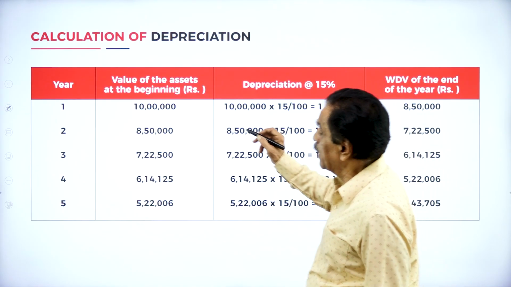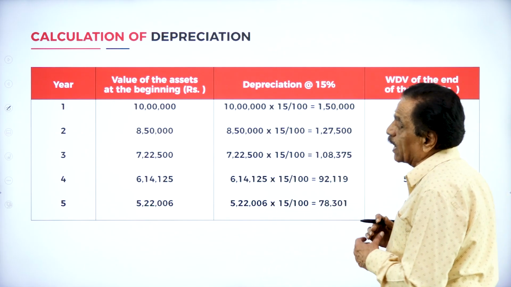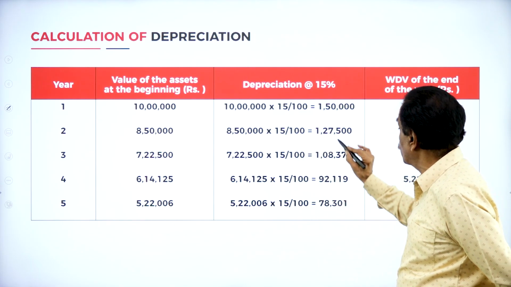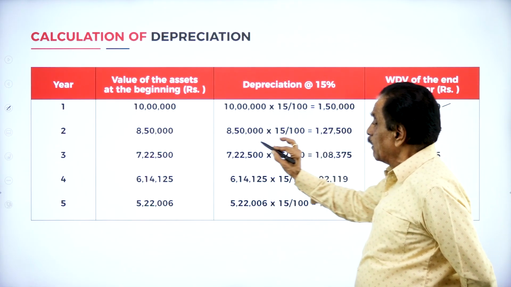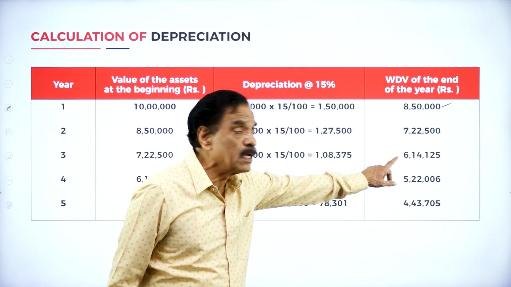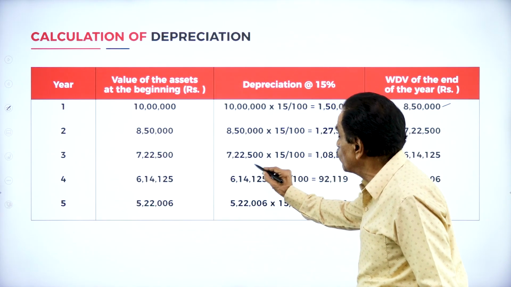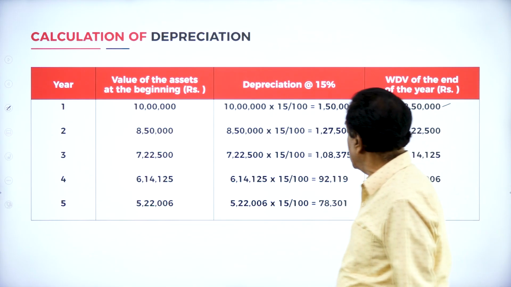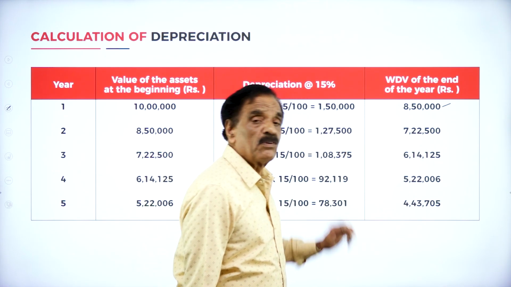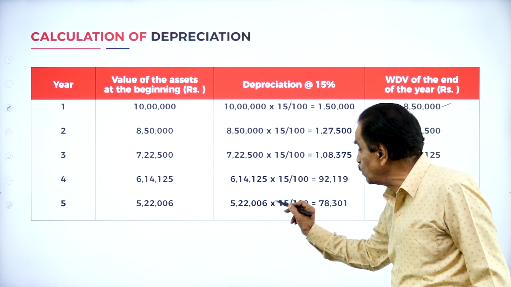We calculate the depreciation. 10 lakh, 15%, is 1 lakh 50,000. Balance is 8 lakh 50,000. On 8 lakh 50,000, 15% is 1 lakh 27,500. Out of 8 lakh 50,000, 1 lakh 27,500 gone, the balance is 7 lakh 22,500. On 7 lakh 22,500, 15% is 1 lakh 8,375. From this figure, it will come to 6 lakh 14,125. Your balance is 6 lakh 14,125.